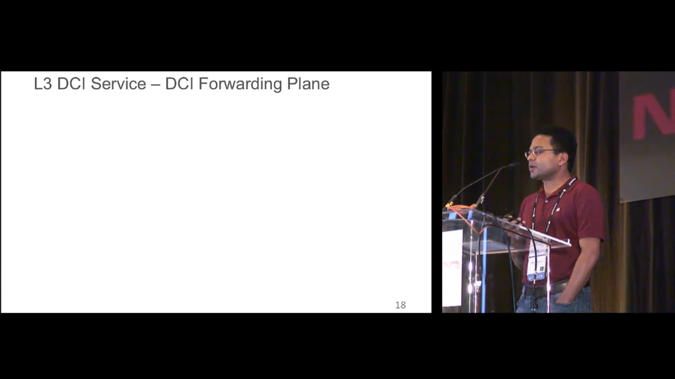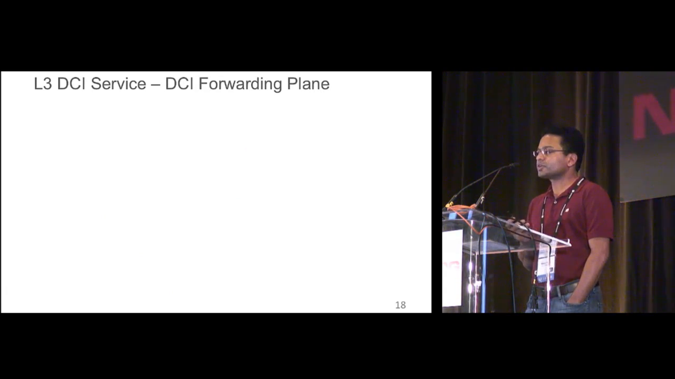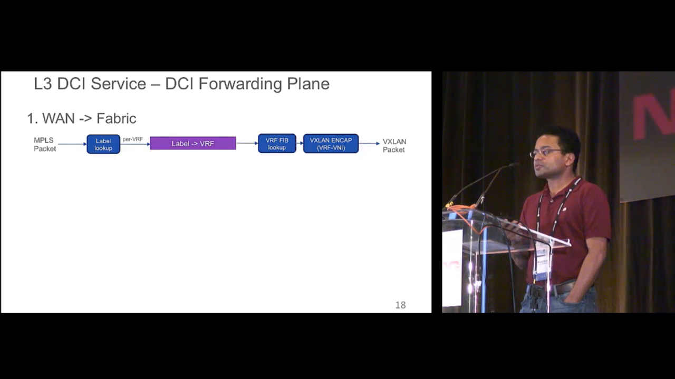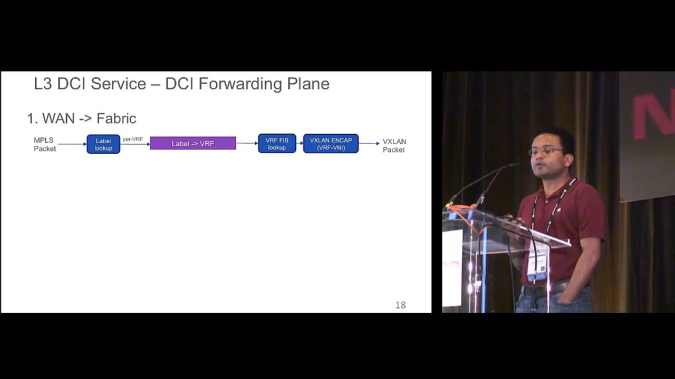Okay, we're just coming down to the forwarding plane. Let's look at traffic flowing from the WAN to the fabric. Here, in the forwarding plane, we are looking from a DCI perspective: how a DCI interprets a packet and forwards it. The DCI receives an MPLS packet. Assuming it's a per VRF label attached to that packet, it does a per VRF label lookup.